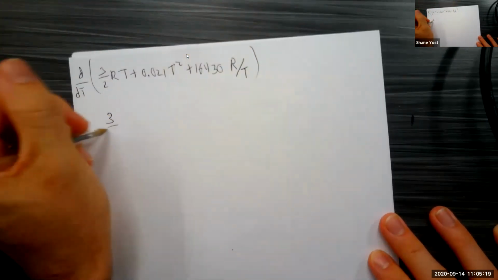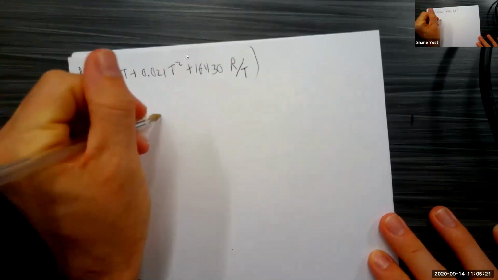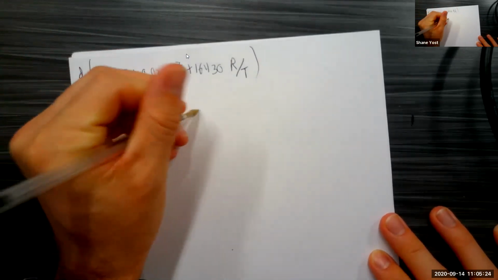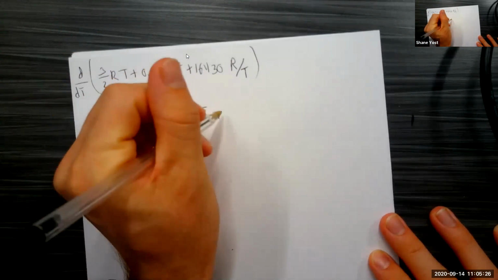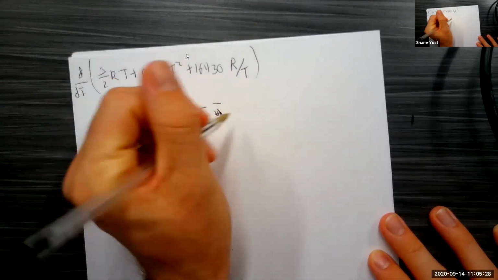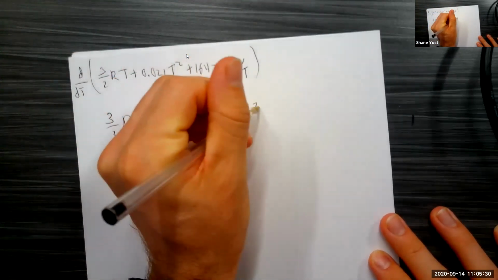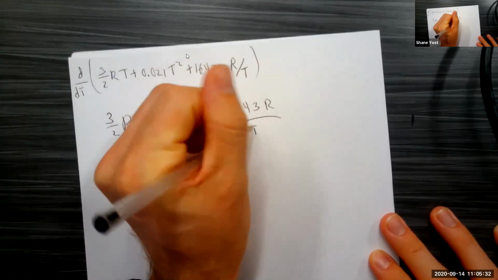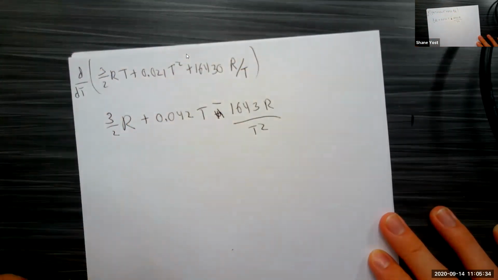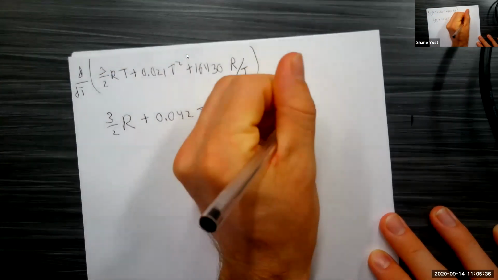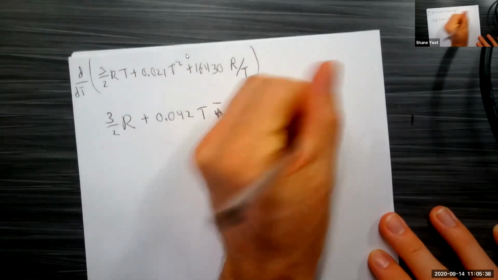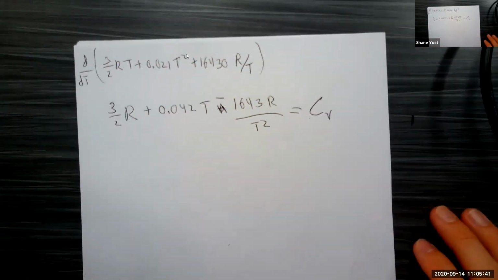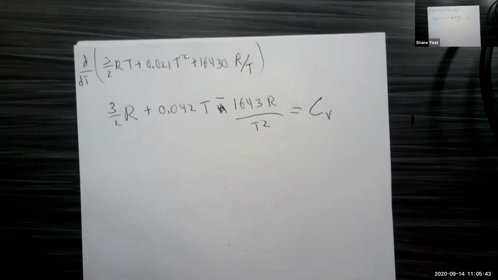This will give us 3 halves R plus 0.042 T plus minus 1643 R over T squared, right? And that is equal to the heat capacity at constant volume for this material.